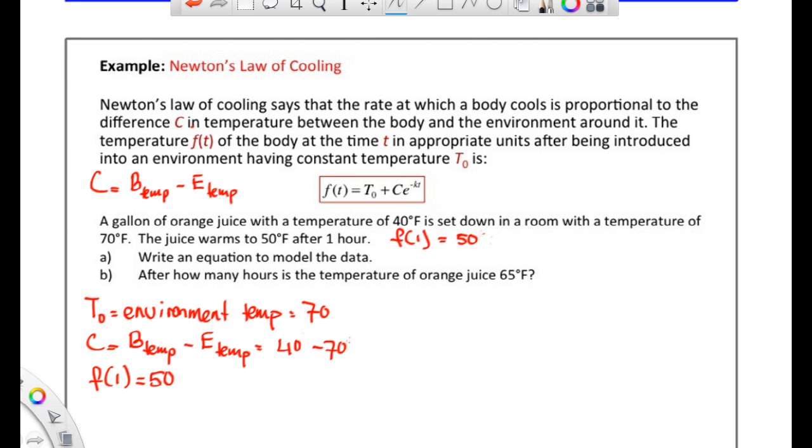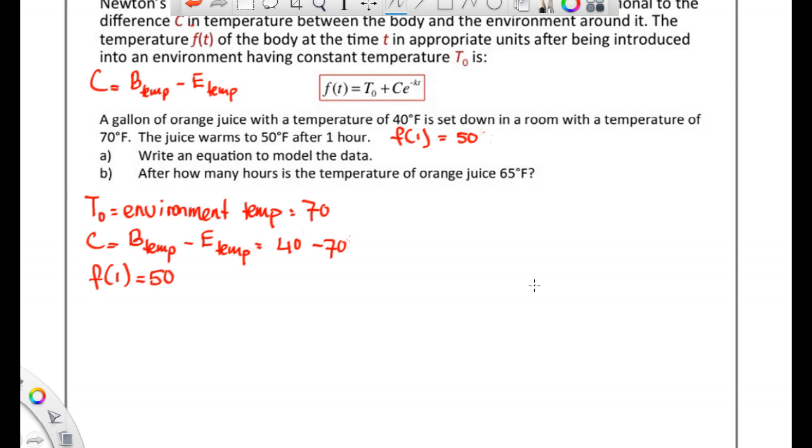Alright, well let's fill in the function as they gave it to me. So f of t, that's the 50, is t sub 0, that's your 70, the environment temperature, plus c. Well c is 40 minus 70, and 40 minus 70 is a negative 30, right? So this is a negative 30 e, and then a negative k, nobody said anything about a constant, and then t. Keep in mind that this here is a 1, this one here is a t, that's the time it took, so that's a 1, so I can plug that in. Well, there's a one variable equation, and I can solve this for k.